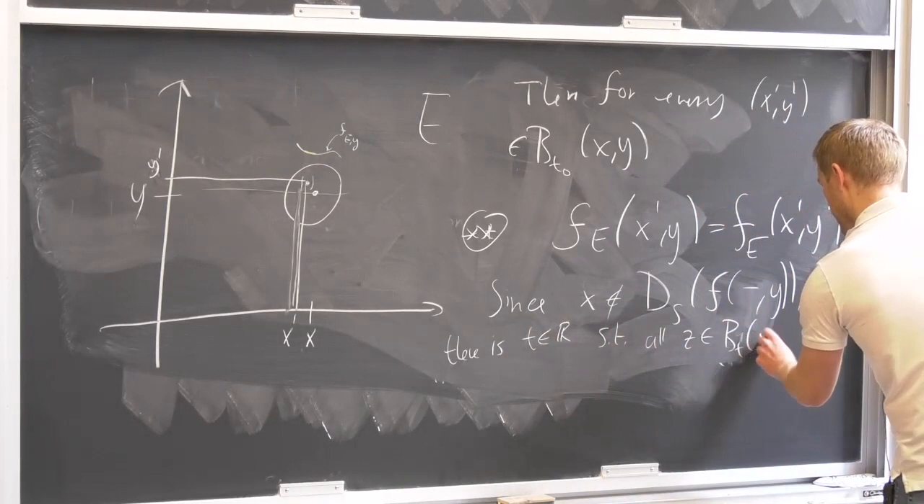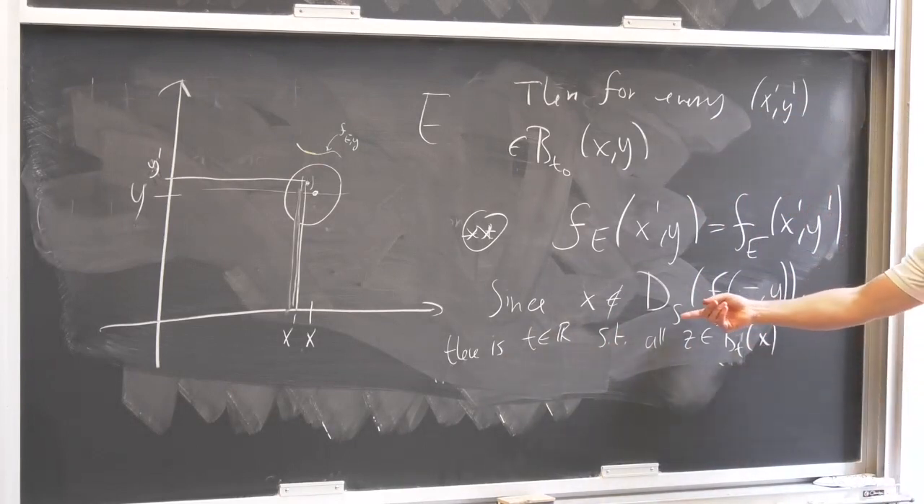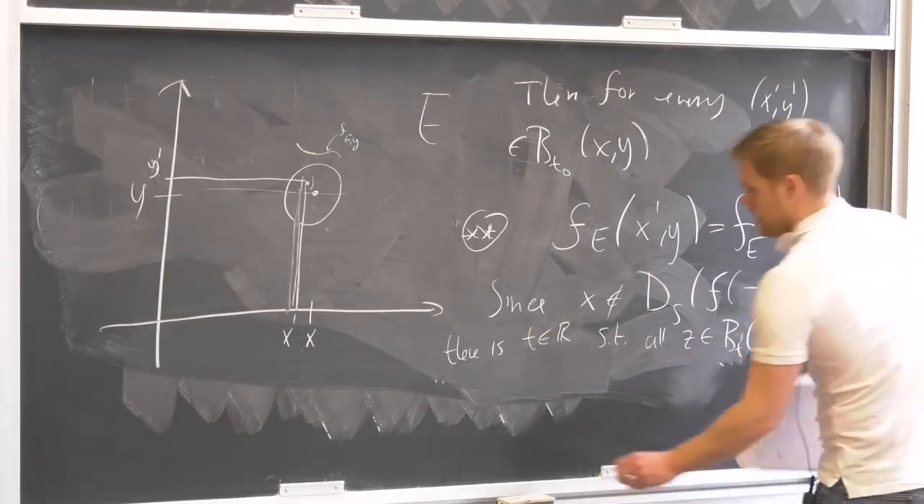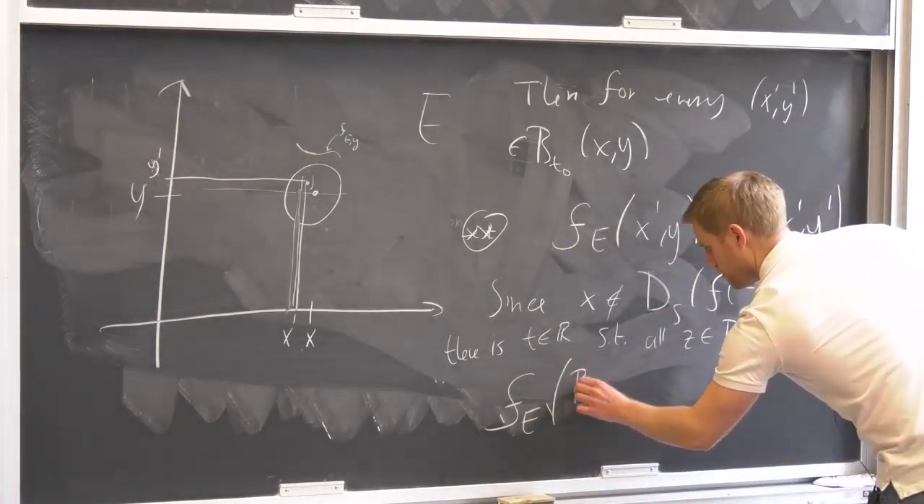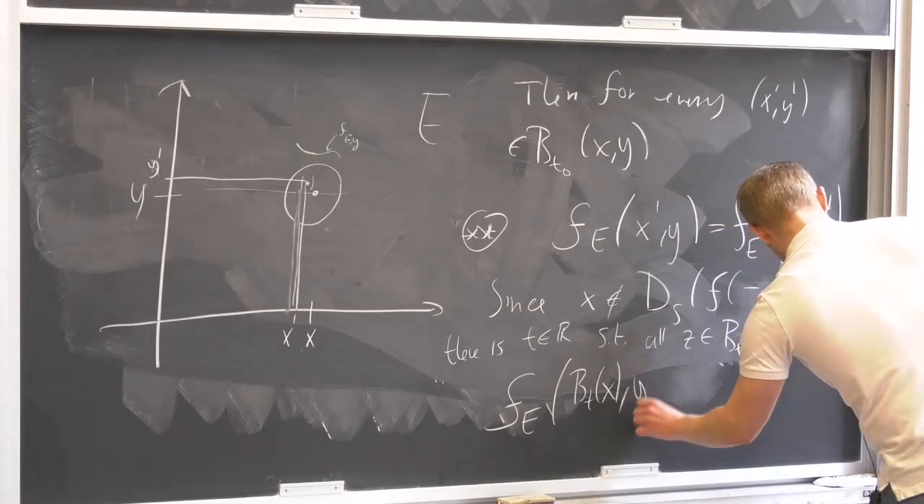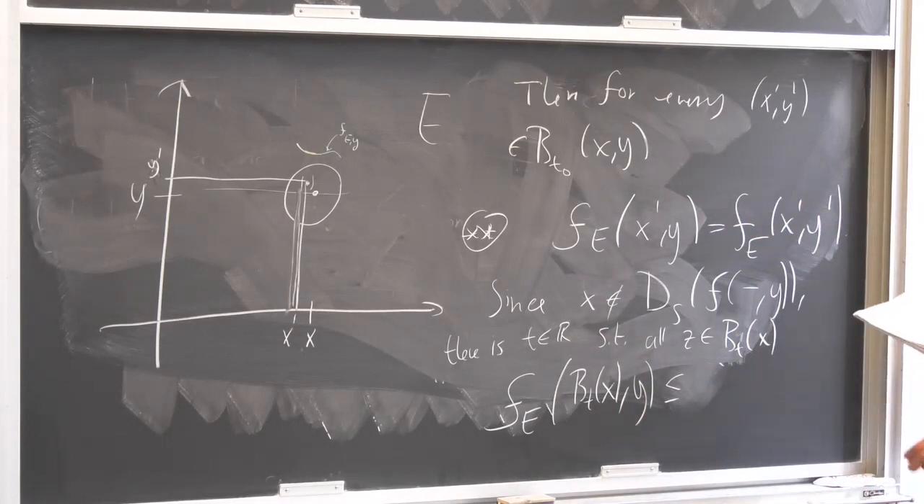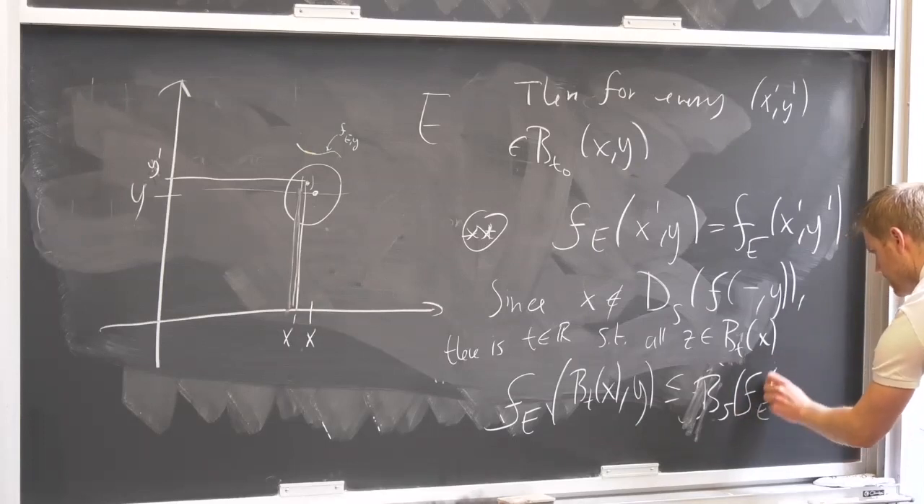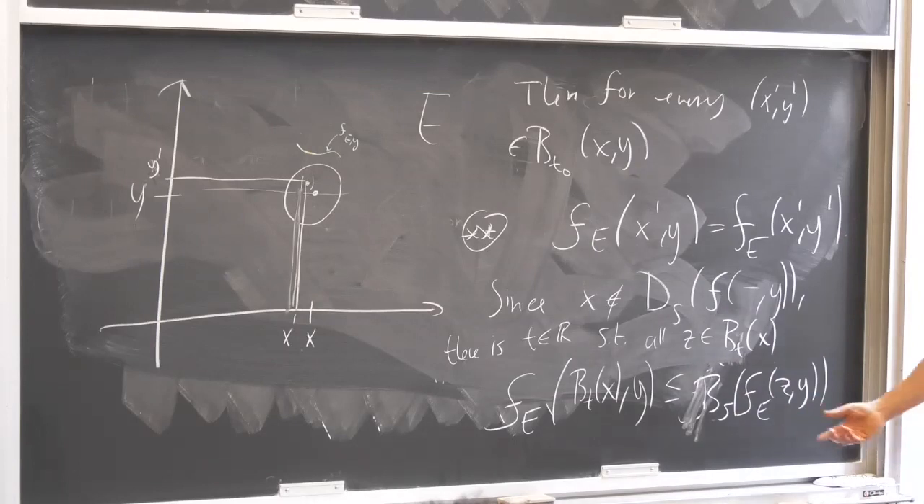z in the ball B_t(x_0), the oscillation cannot be larger than s for this function at this point z. So that means f of E, in terms of balls, of the ball around z, x is contained in the ball of radius s around f_E of z. Right. Anything that is mapped in this ball cannot be too far away from the function value at z.